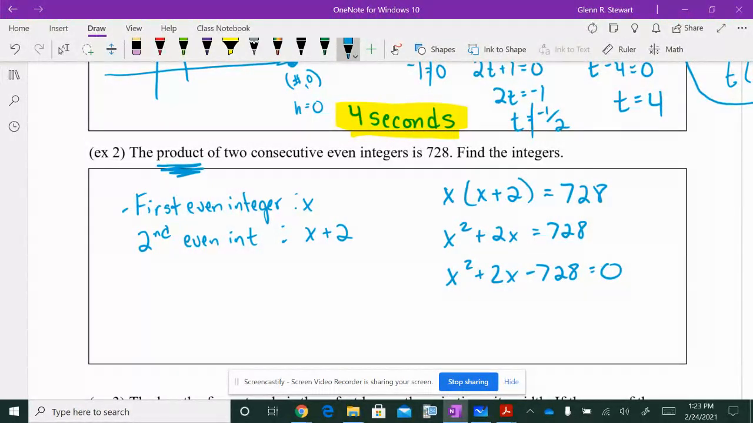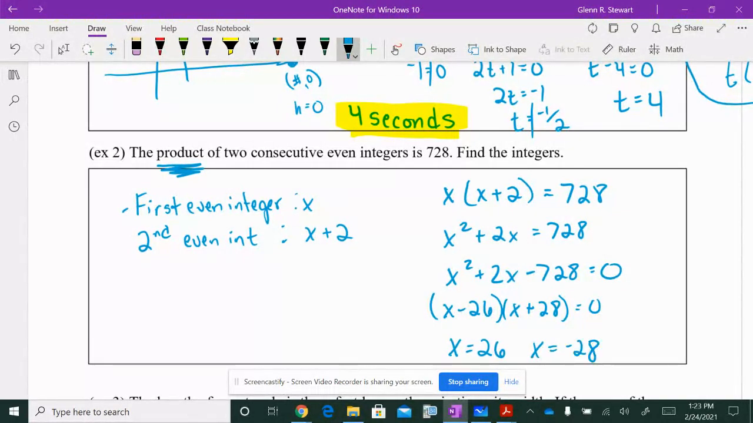Two things that are going to multiply to give us negative 728, but then add to give us a positive 2. If you figure these out, though, you should end up with x minus 26 and x plus 28. So once you solve it, x is equal to 26, x is equal to negative 28.